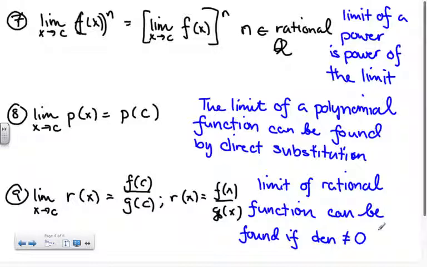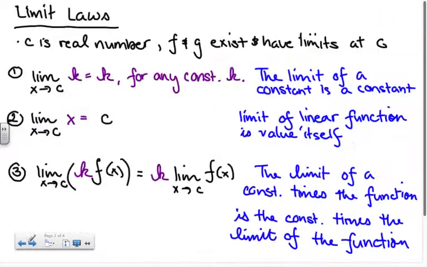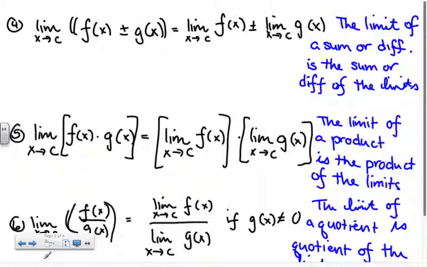I'll go over it one more time, starting from the beginning. The limit of a constant is a constant. Limit of a linear function is the value itself, whatever c is. Limit of a constant times a function is the constant times the limit of a function. Limit of a sum or difference of function is the sum or the difference of the limits. This is rule 4. Rule 5 is product rule, which is limit of product is the product of the limits.